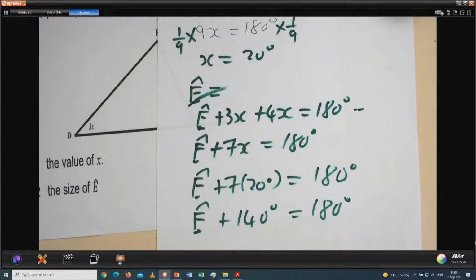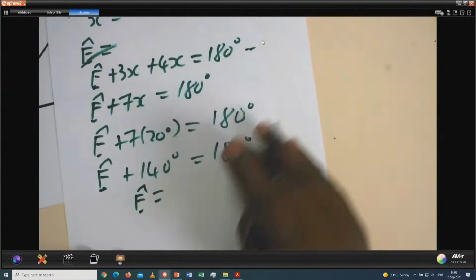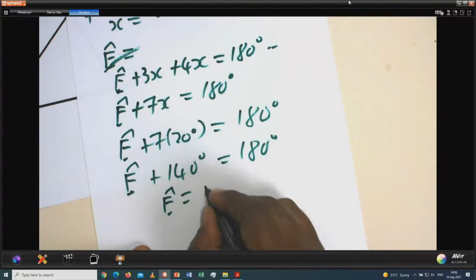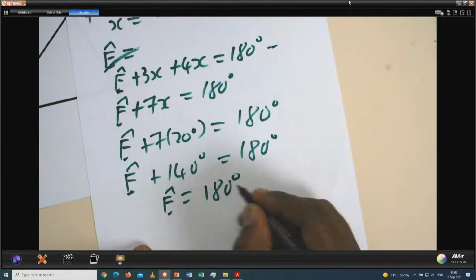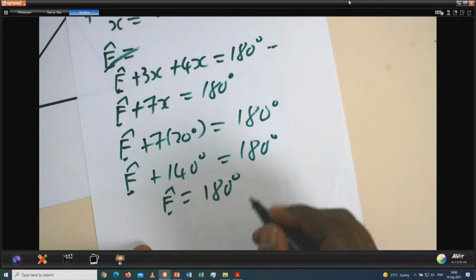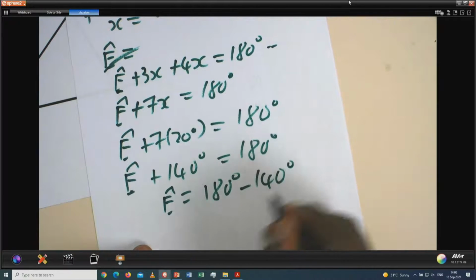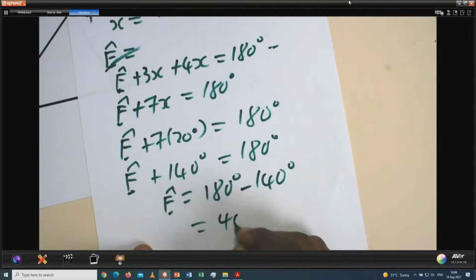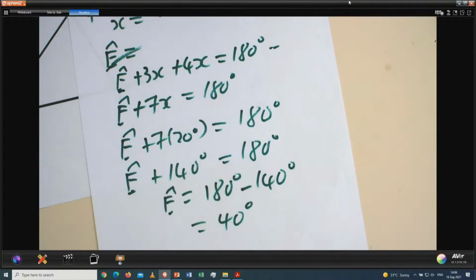You know that, but you must show me that you know your story. You must show the teacher, to get more marks. Because if you do it in your head, we can't mark anything in your head. You must show us here so that we give you marks. Therefore, angle E is equal to 40 degrees. As easy as that.